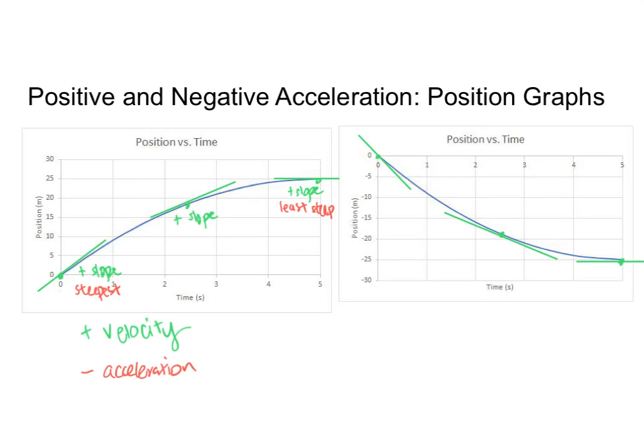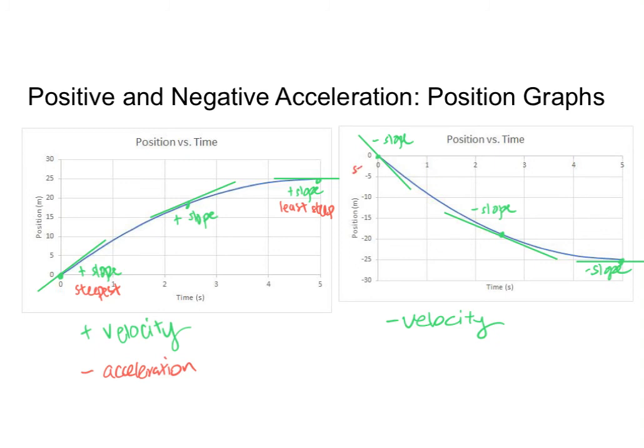Let's look at my second graph now. My object is starting out and it's going downhill with my slope. So that means that my slope is negative, and the same is true at all 3 points on my graph. Because all of my slopes are negative, all of my slopes are downhill, I know that my velocity is also negative. Now let's look at my accelerations.